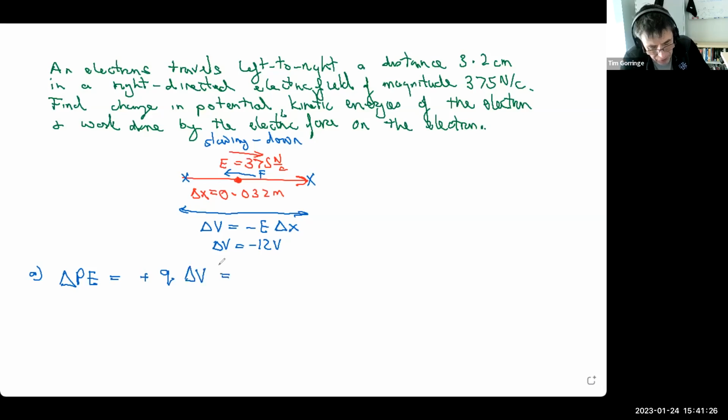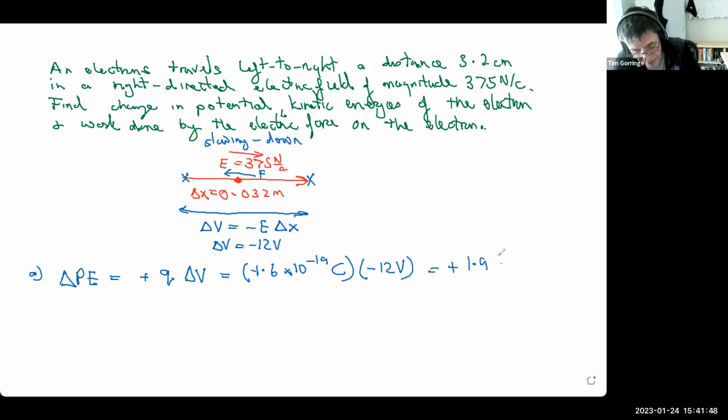So in this particular case, our electron has a charge, like all electrons, of minus 1.6 times 10 to the minus 19 coulombs. Our potential change is 12 volts. It decreased, so it's minus 12 volts. And if we calculate the product of these two quantities, I got plus 1.9 times 10 to the minus 18 joules. So its electrical potential energy increased by this small fraction of a joule. It was 2 times 10 to the minus 18 joules. So electrical potential has gone up.